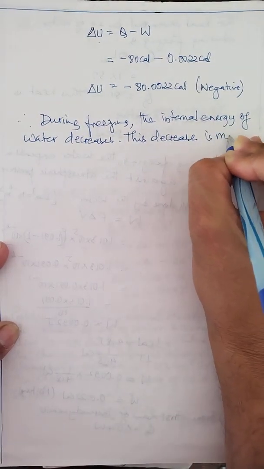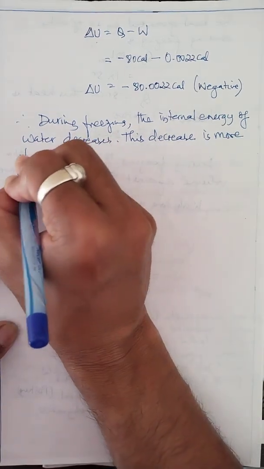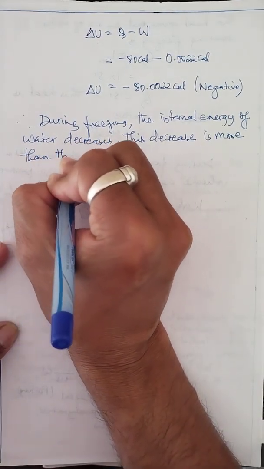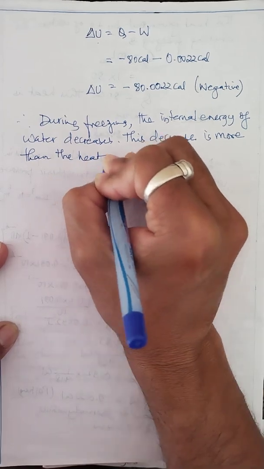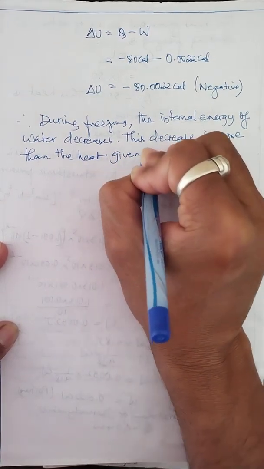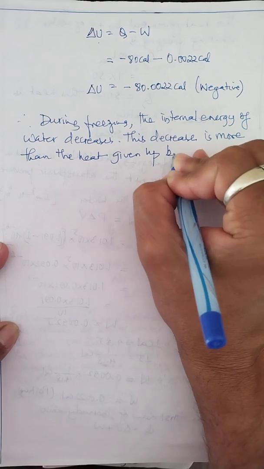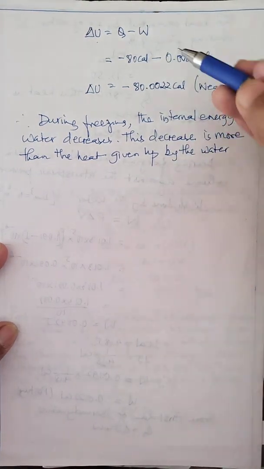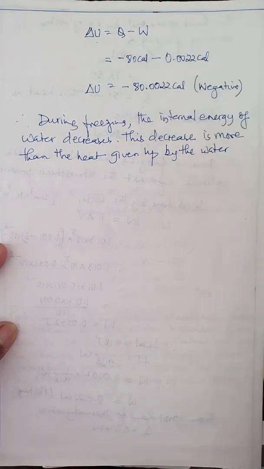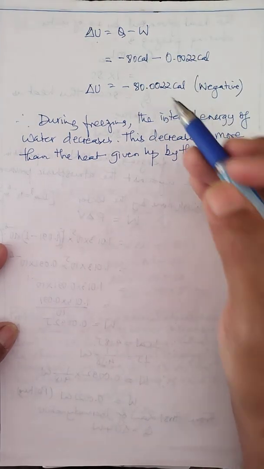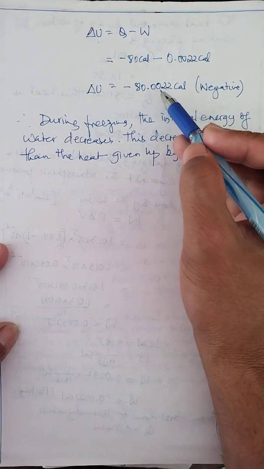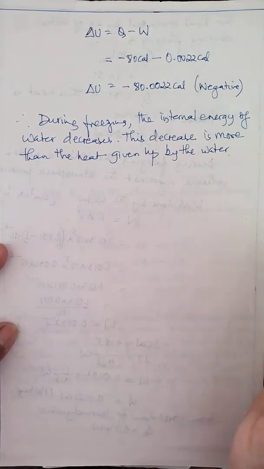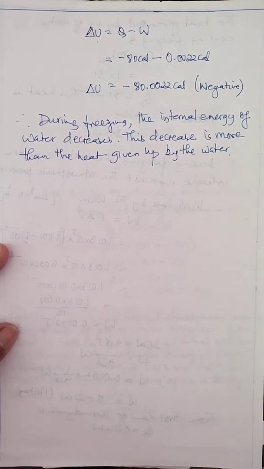this decrease is more than the heat given up by the water. Because heat is also given out by the water, and that heat given out by the water is 80 calorie with minus sign, but the decrease in internal energy is even more than that, that is 80.0022 calorie. So this is the solution of problem number 3. Now we solve the next problem, that is problem number 4.